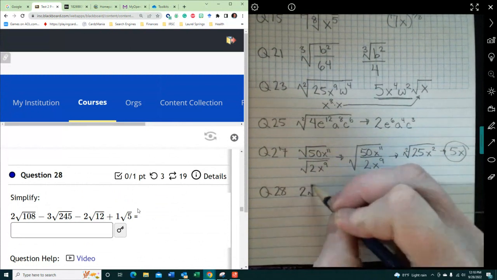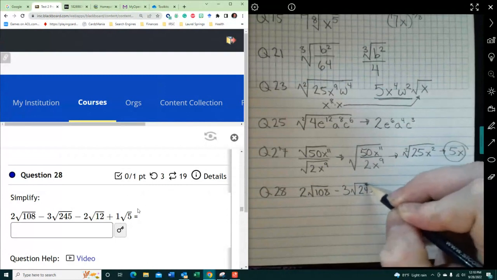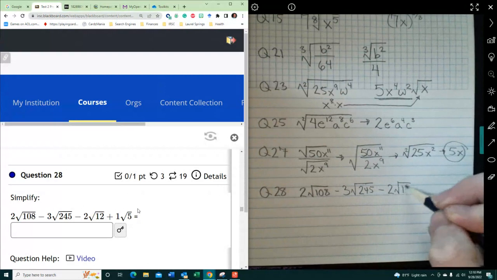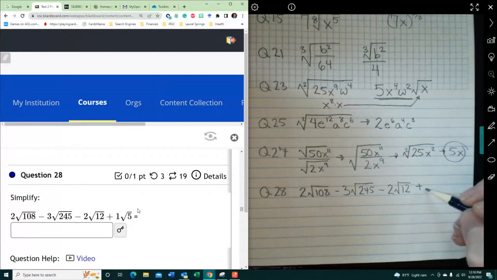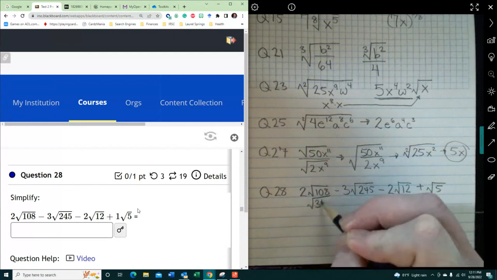All right, so now we're looking at 2 radical 108 minus 3 radical 245 minus 2 radical 12 plus 1 times radical 5 is just simply radical 5. Now, when I'm looking at this, I notice that 36 can go into this number. I see it as 36 because I know that it's going to be 4 times 9. So the idea is to take 36 and divide it into 108, excuse me. So you take 36 and divide it into that, and it gives you 3. So you see 36 times 3 is here.